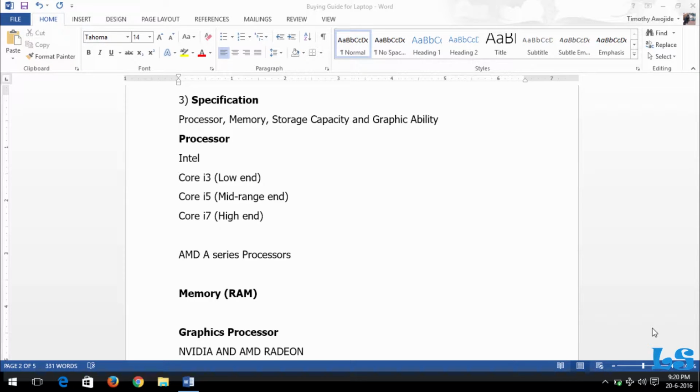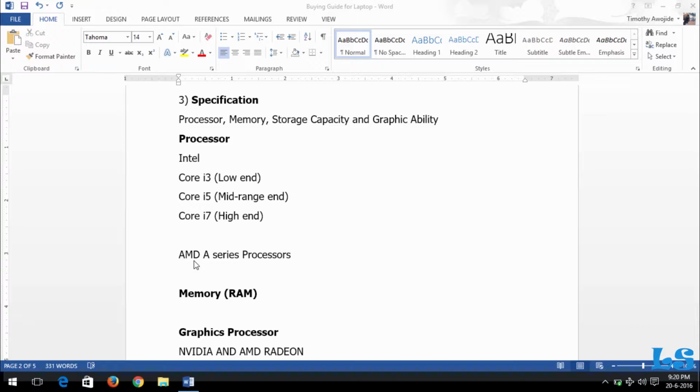Today we are in the third part of our buying guide series, things to know before or while purchasing a computer system or a laptop. Now the third part deals with specification, and this is a very broad area. We'll be talking about the processor, the memory, the storage capacity, and the graphic capability of the computer system or the laptop you should buy. Now for the processor, there are two majors, Intel and AMD.